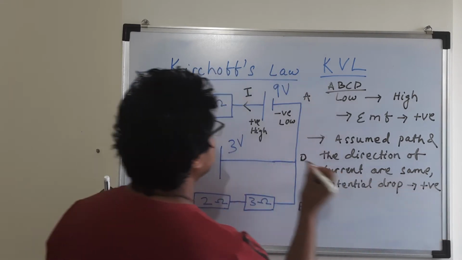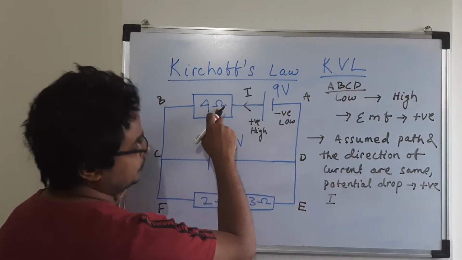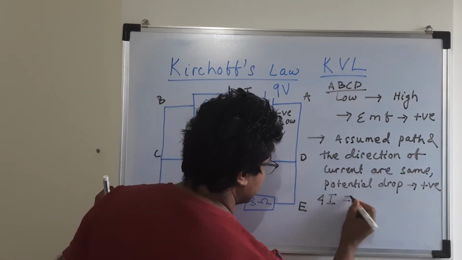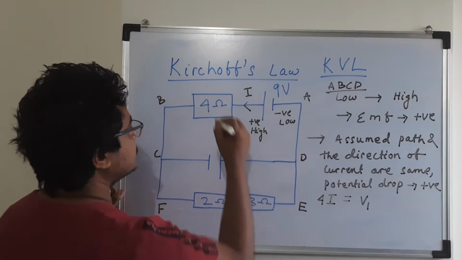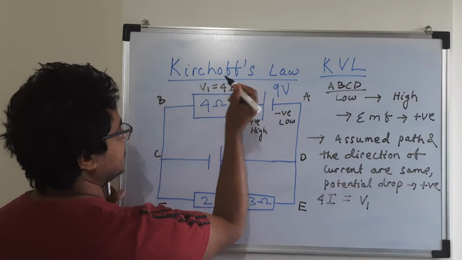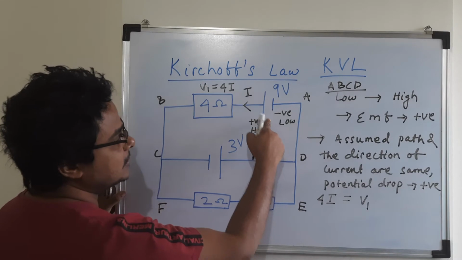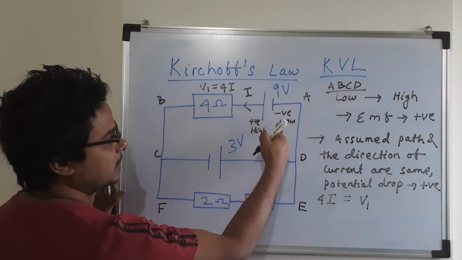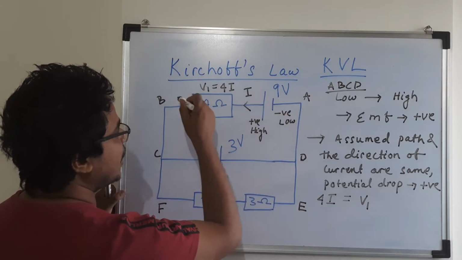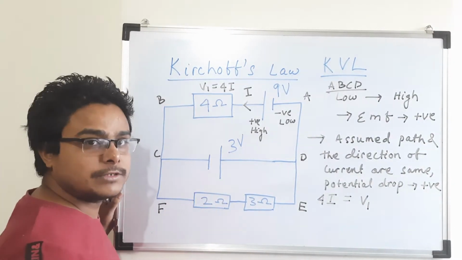That means here, as we consider the current to be I, okay, and the resistance to be 4, so 4I, that is I times R, gives you the potential drop. So V1, if V1 is the potential drop over here, V1 is equal to 4 times I here. Okay, so this will be considered to be positive, and here we said the EMF is already considered to be positive because it's moving from low to high. So this way you can consider how many loops, and then you solve it, you will be able to find out the unknown, whatever is unknown.